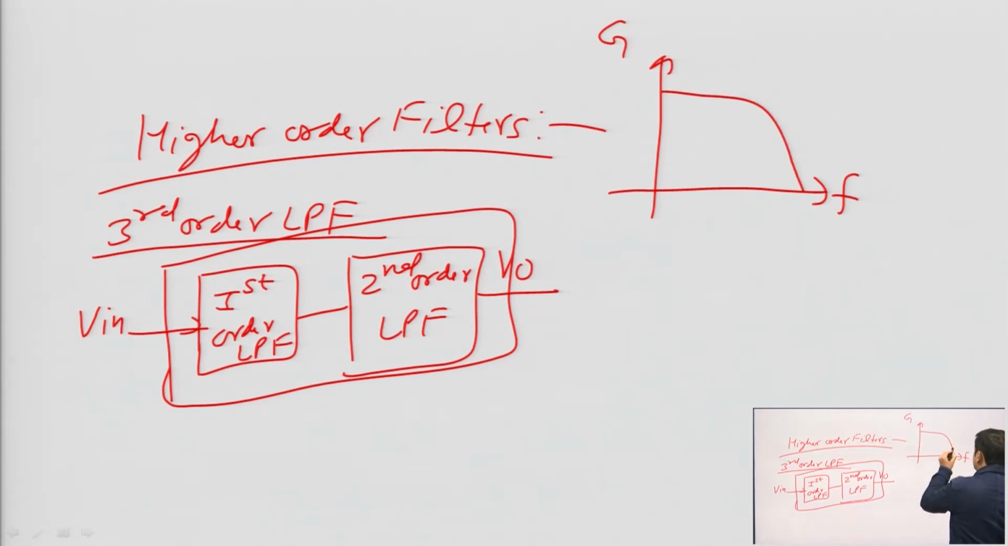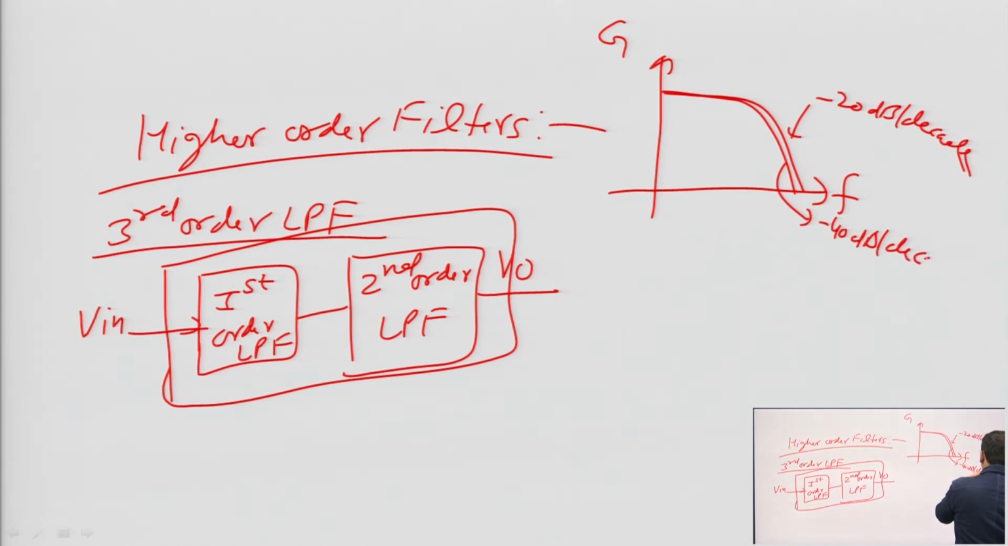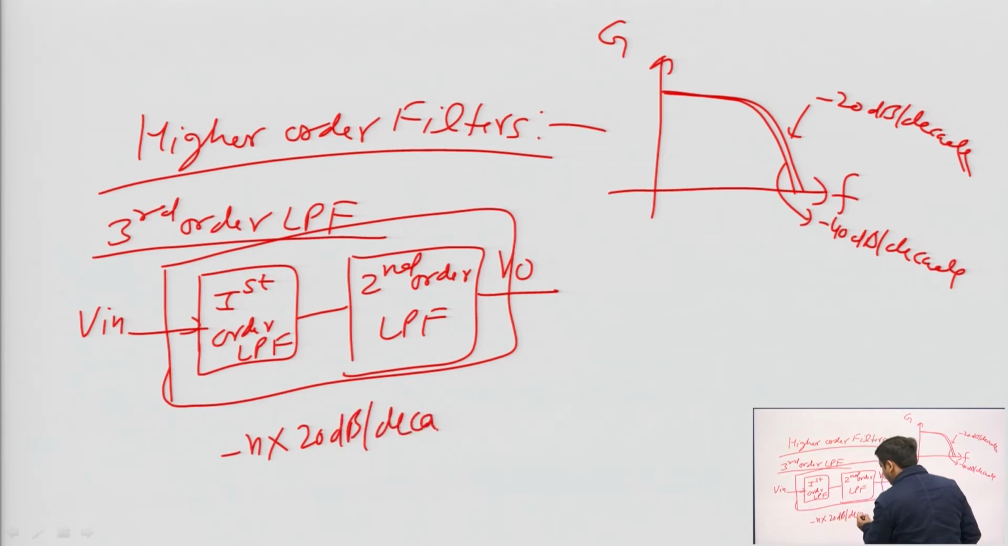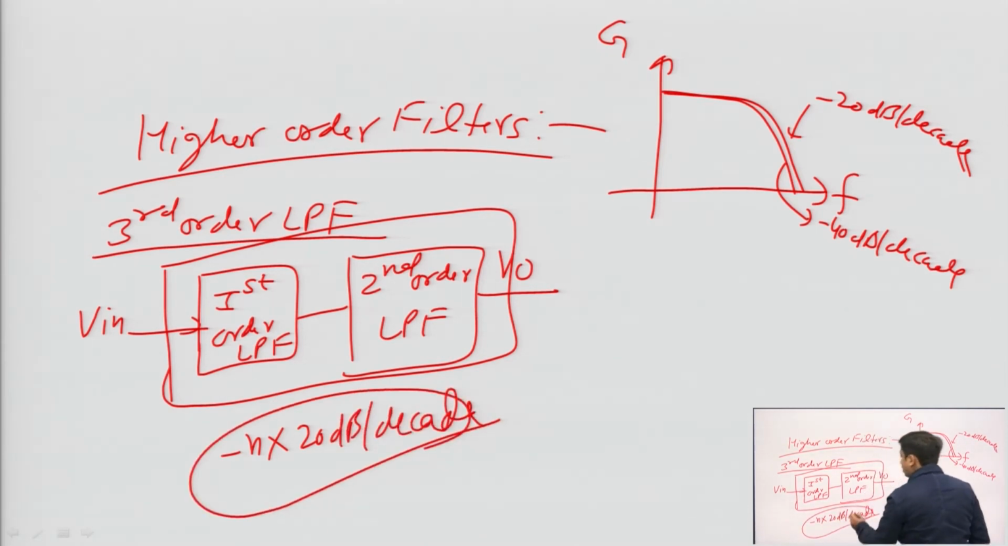Let us say this is for a first order filter and the roll off rate is minus 20 dB per decade, right. And when we use a second order low pass filter, then the roll off rate is minus 40 dB per decade. Similarly, for third order, the roll off rate will be minus 60 dB per decade. For nth order filter, the roll off rate will be minus n into 20 dB per decade. So, as the order of the filter increases, the roll off rate increases.